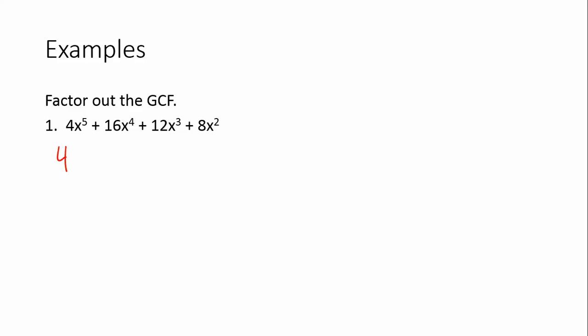Then we have our variables, x to the 5th, x to the 4th, x cubed, x squared. So what's the most number of x's you can factor out from each term? And that would be a 2. That's the most this last term has to give, so that's all we can factor out. And then we always rewrite what's left over. From 4x to the 5th, I've factored out a 4x squared. That leaves me with x cubed. I factored 2 of the x's out. I have 3 left over.